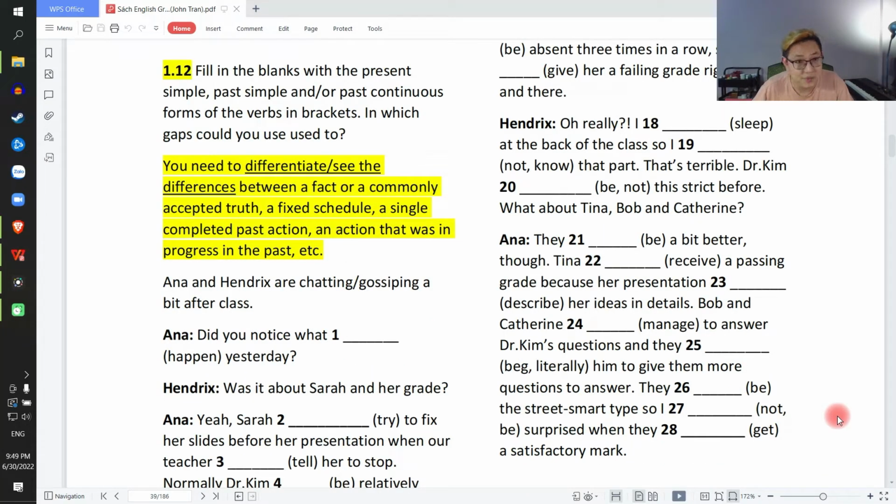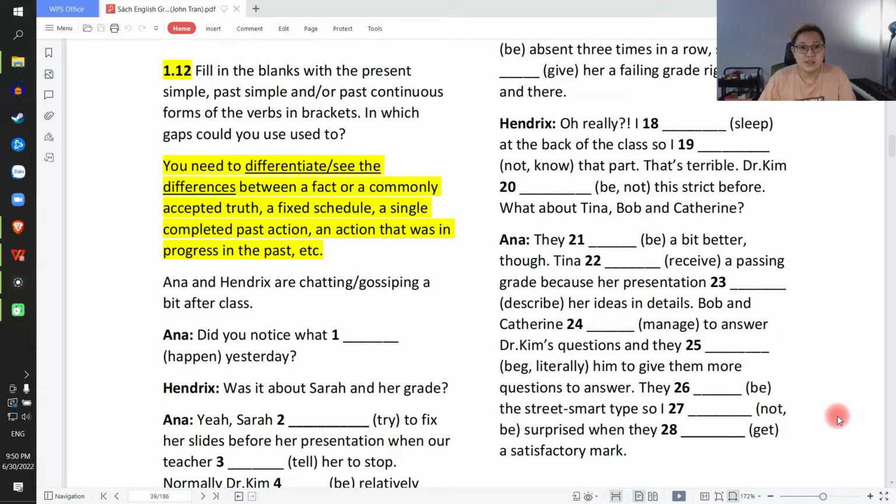Okay, now let's come to 1.12. You have to fill in the blanks with the present simple, past simple, and/or past continuous forms of the verbs in brackets. And then also, in which gaps could you use used to? Cái 1.12 này các bạn được yêu cầu là điền vào những cái khoảng trống với cái thì gọi là hiện tại đơn, quá khứ đơn và hoặc là quá khứ tiếp diễn của những động từ trong cái mấy cái ngoặc. Trong cái khoảng trống nào các bạn có thể sử dụng chữ used to.